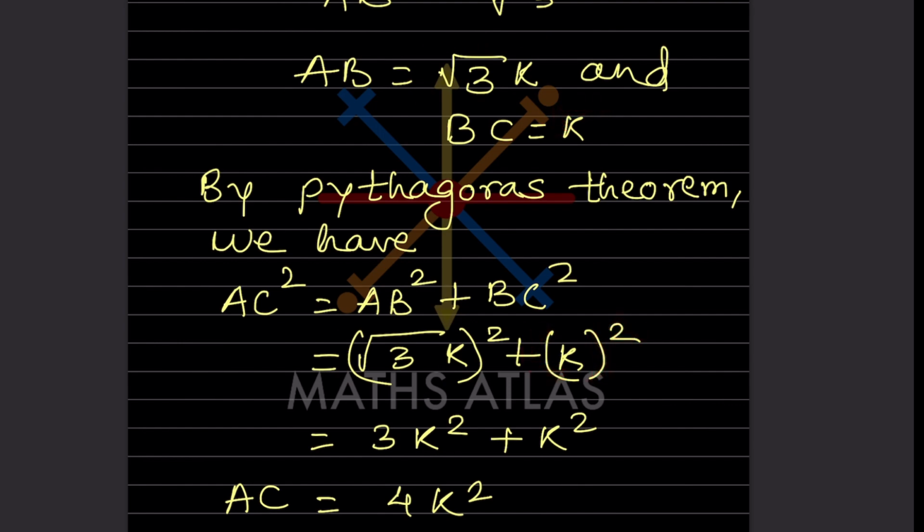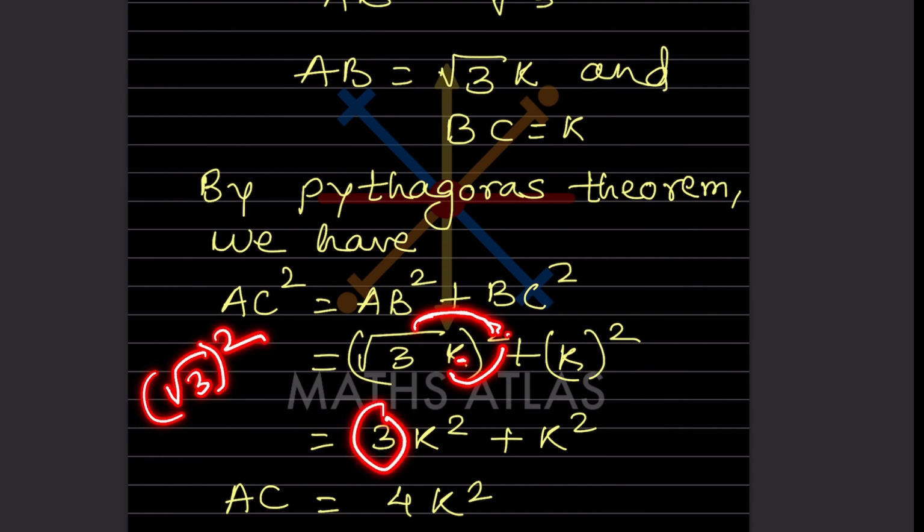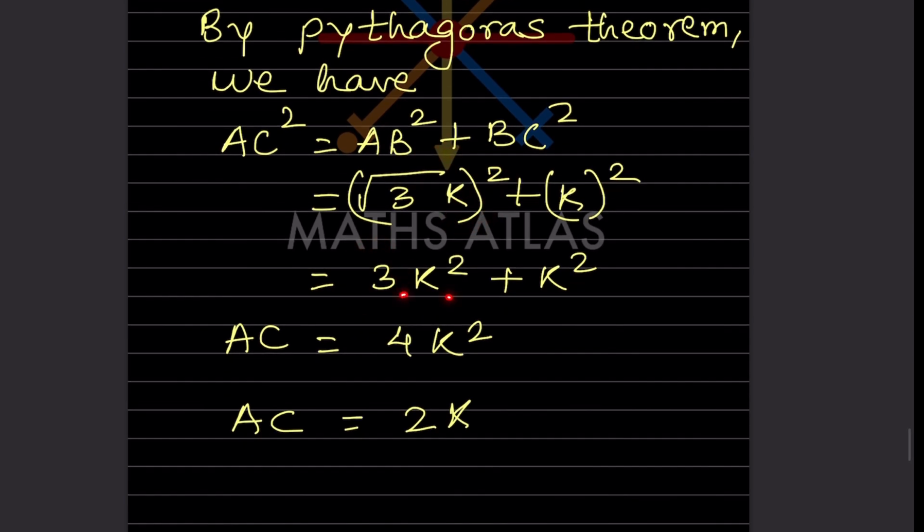So when you expand this, see, this is for this as well as this one. When you take the square of root 3, that is going to be 3. And of course K square is going to be K square. And this is K square. So now what you can do, this 3K square plus K square, actually there is 1 over here. We usually don't write 1. So that is going to be 4K square.